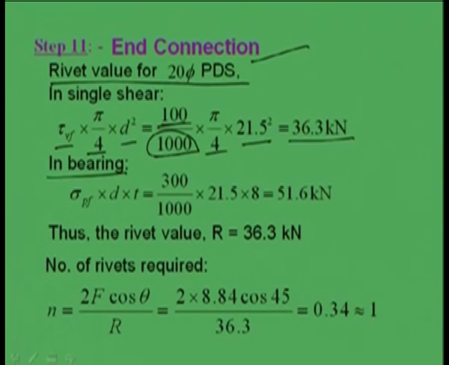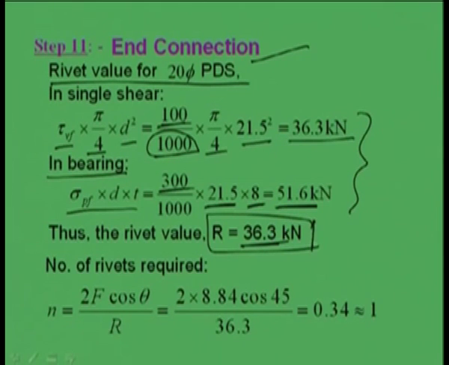Similarly, in bearing we can find out sigma_Pf into d into t, where sigma_Pf is 300, d is the gross diameter 21.5 and t is the thickness of the lacing. So, if we calculate, we are going to get 51.6 kilonewton. Thus, the rivet value is the lesser of these two, that is 36.3 kilonewton.